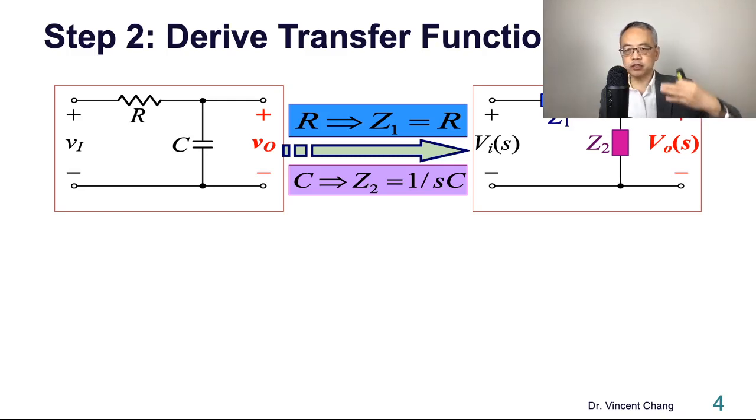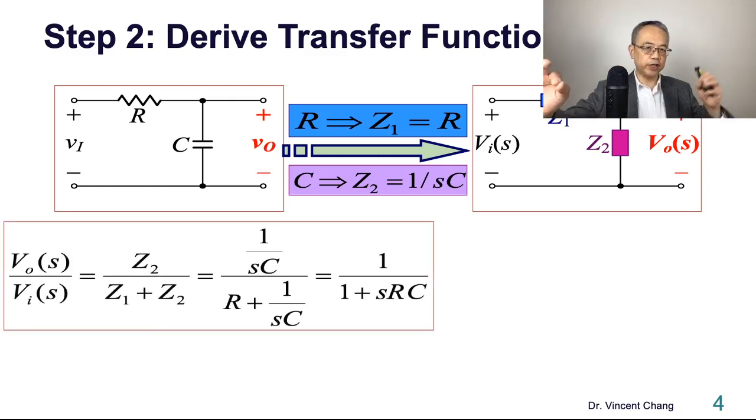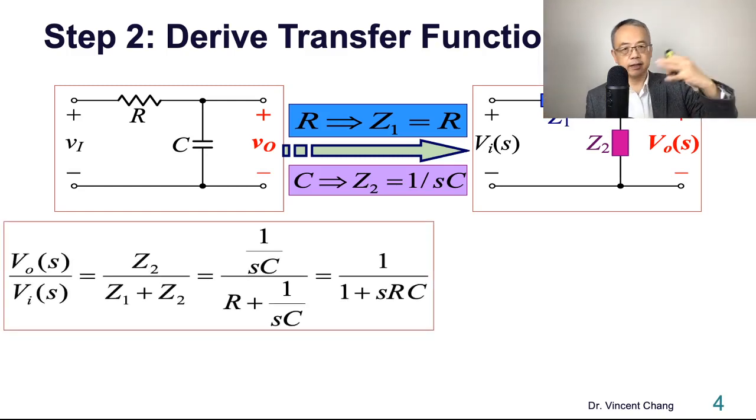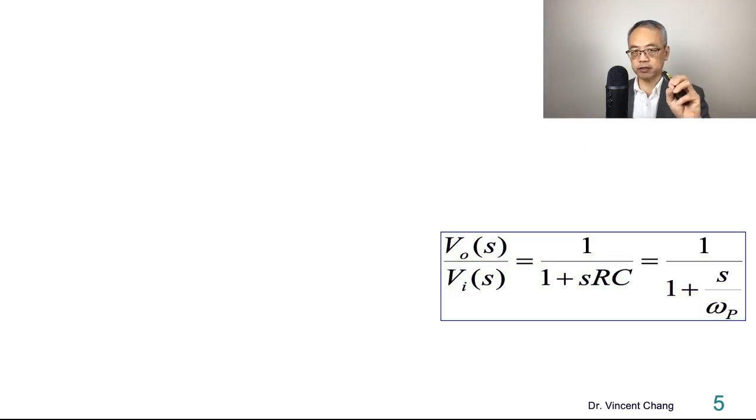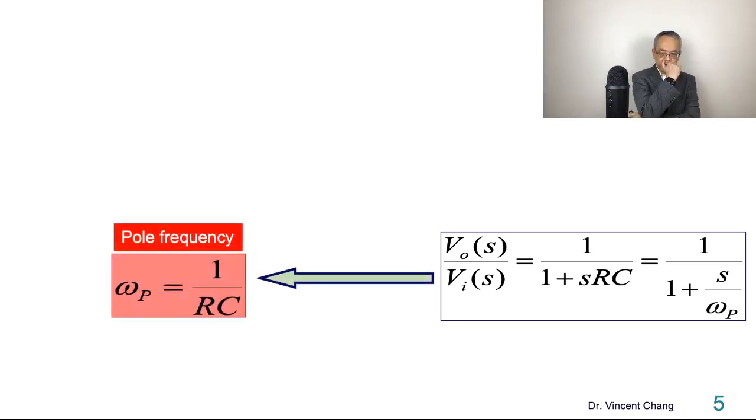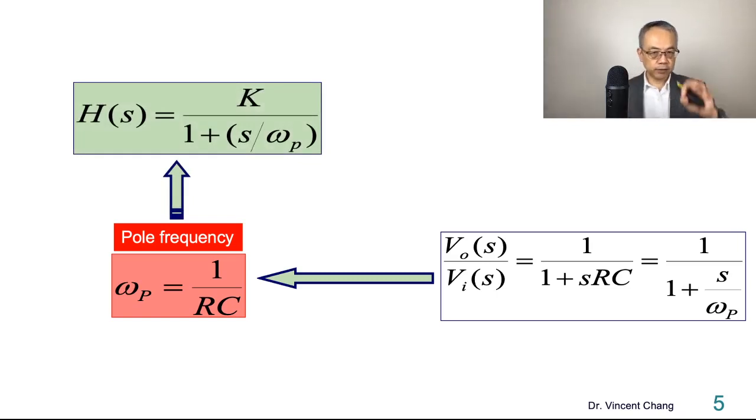And then the next step is to derive the transfer function based on circuit theory. In this case, VO divided by VI, you can simply apply the voltage divider rule. And then you can get this outcome: 1 over 1 plus S over omega p. The root in the denominator is called the pole. So this frequency, omega p equals 1 over RC, is defined as the pole frequency.